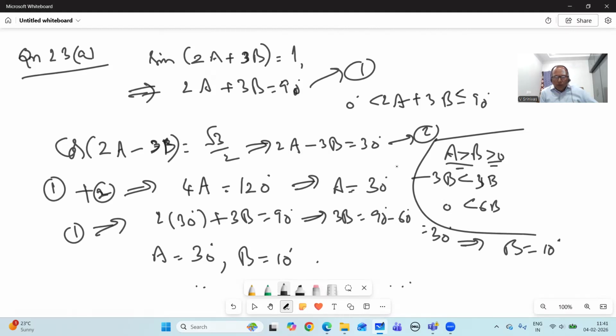And we are given that a is greater than b. Yes, this is true also. A is 30 degrees and b is 10 degrees, and a is greater than b. And so this is our final solution, right? That is, capital A is 30 degrees and capital B is 10 degrees.